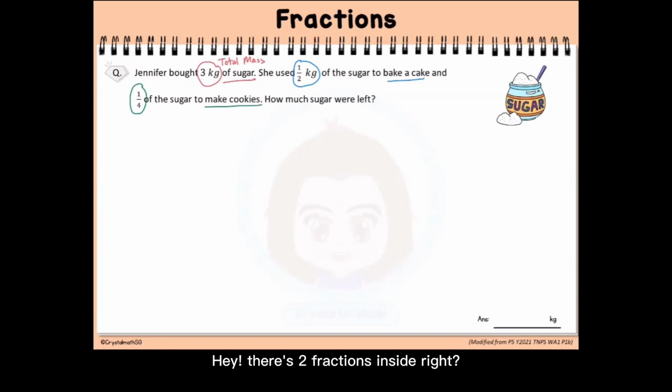So when you read the question, there are 2 fractions inside, right? Whenever you read a fraction question, always open your eyes big. Is there a unit behind the fraction? What do you mean by unit? The first one has a kilogram, half a kilogram. The kilogram is a unit of measurement. So what does a kilogram measure? A kilogram measures your mass. This is what I call the unit of measurement.